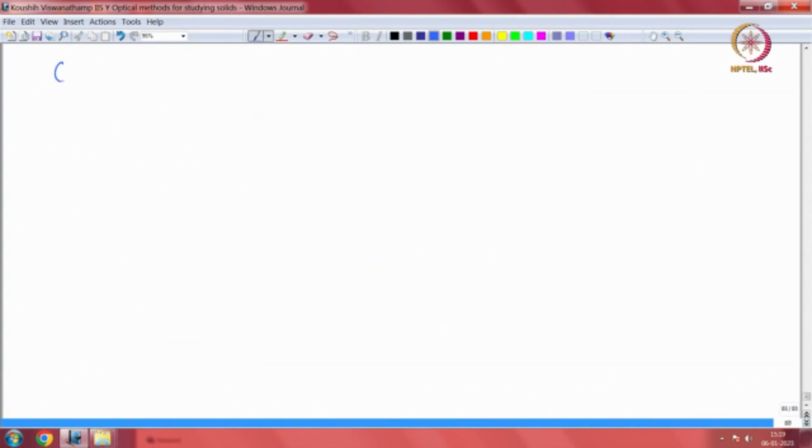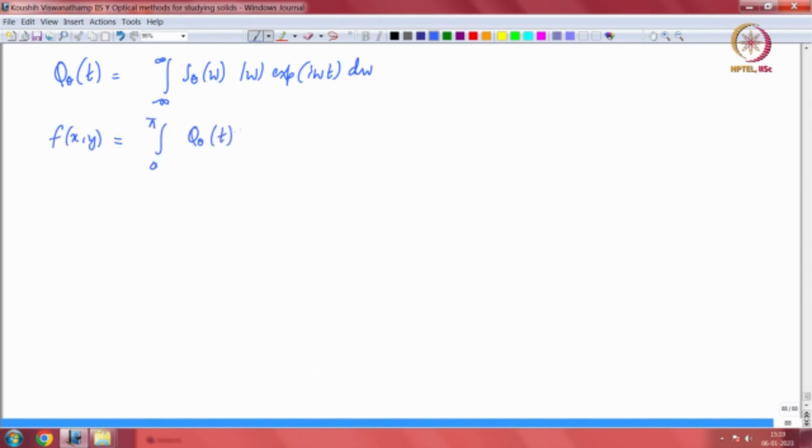So, what do we have? We have Q theta of t as this expression, and we have f of x y as the integral 0 to pi of Q theta of t, let me write this explicitly, x cos theta plus y sin theta, d theta. So, let us look at what these two expressions are telling us geometrically.